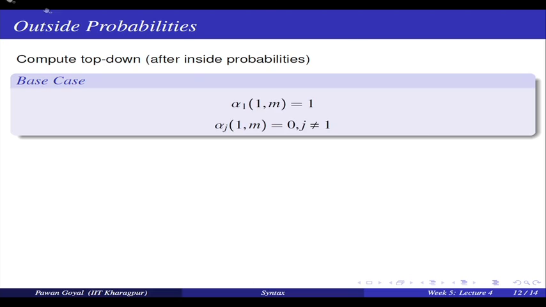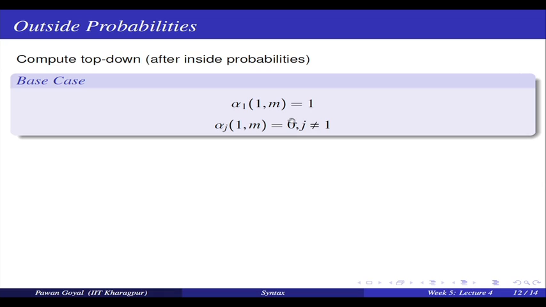So, the base case is alpha 1 to m is 1 for this j equal to 1, otherwise it will be 0. So, alpha 1 to m will be 1 and alpha j 1 to m will be 0 if j is not equal to 1. Here j equal to 1 denotes the starting non-terminal, like S or N1, whatever notation we were using. So, this is the base case.